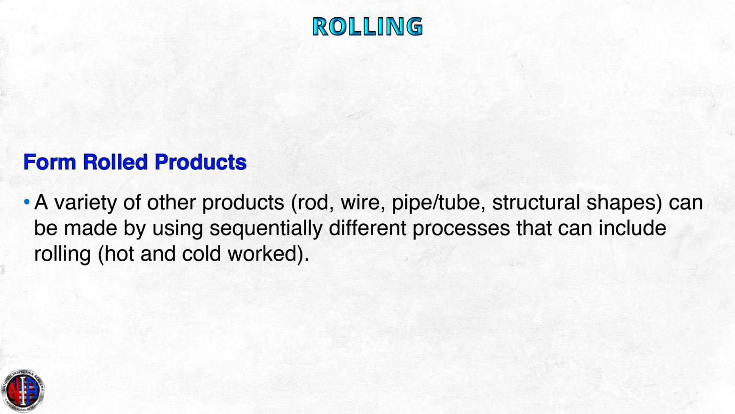Form rolled products. A variety of other products, meaning rod, wire, pipe, tube, or structural shapes, can be made by using sequentially different processes that include rolling both hot and cold worked.